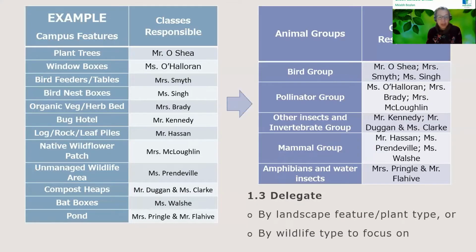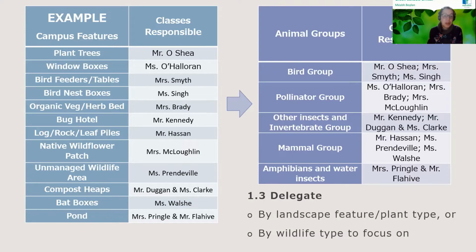So to help you in that vein, I have put together a list of, I suppose, the campus features that we see being grown or introduced or created on most schools during the biodiversity theme. So this list it's not exhaustive, but also just to point out, most schools would not do most of them. Really, most schools would handpick a few of these and carry them out. So we're looking at planting trees, window boxes, bird feeders and bird tables, bird nest boxes, organic, vegetable or herb beds, bug hotels, piles of logs, rocks or leaves, native wildflower patch, unmanaged wildlife areas, compost heaps, bat boxes and ponds.